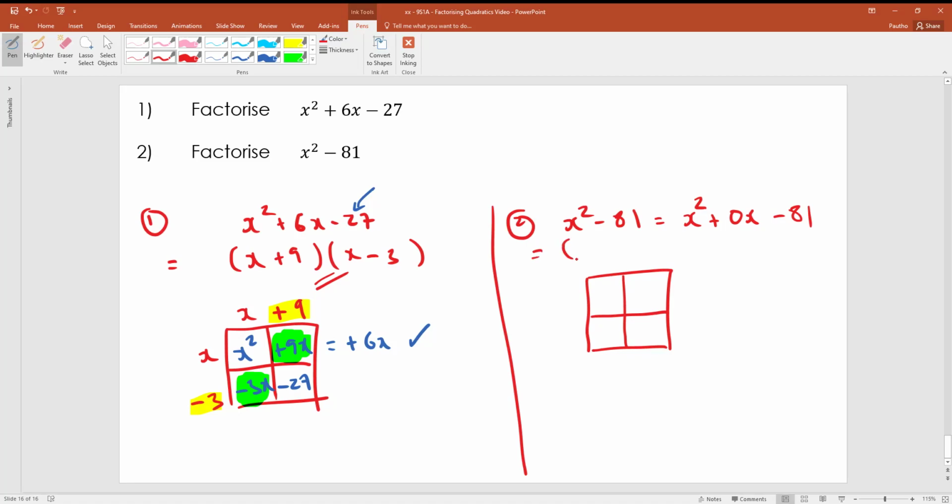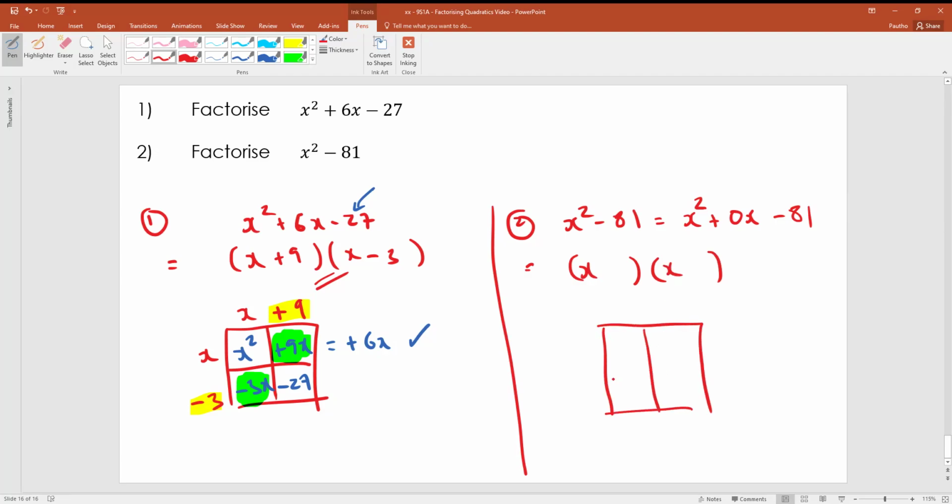So let me put my brackets here as well. That's a bit squashed. Let me fix that. Sorry, that was bad planning. Definitely 2 brackets, and definitely x, and definitely x. So let's get the box going. Right, so again, x squared here and negative 81 here. So I've got x and x here.